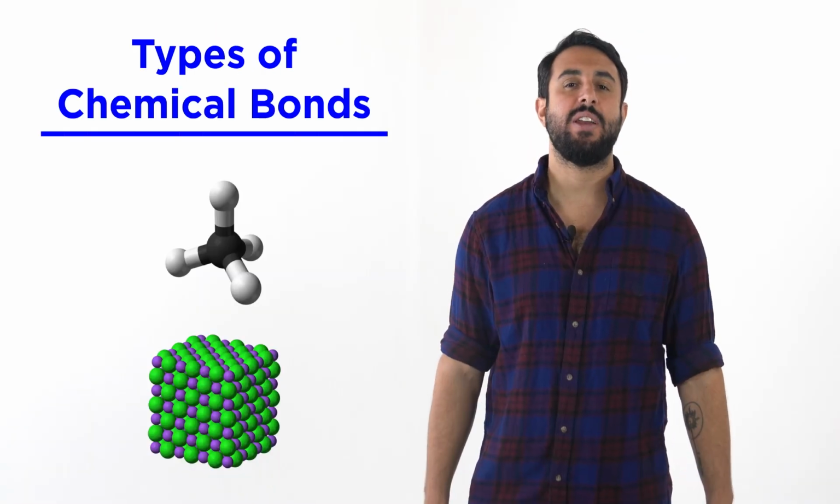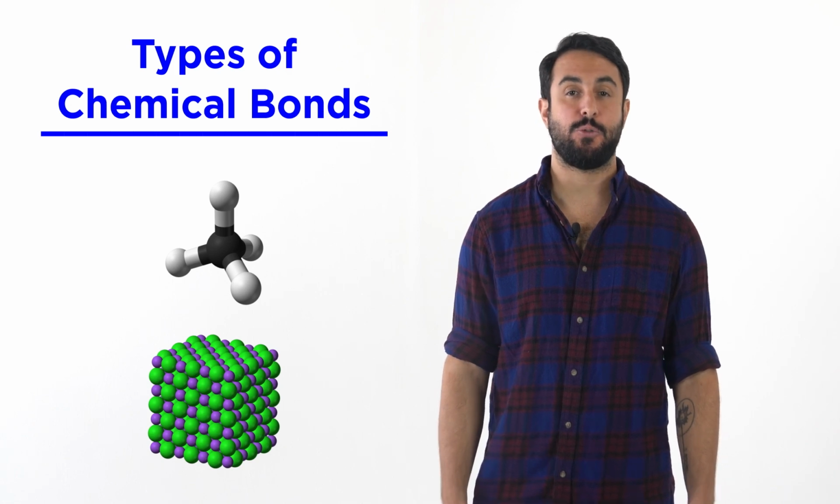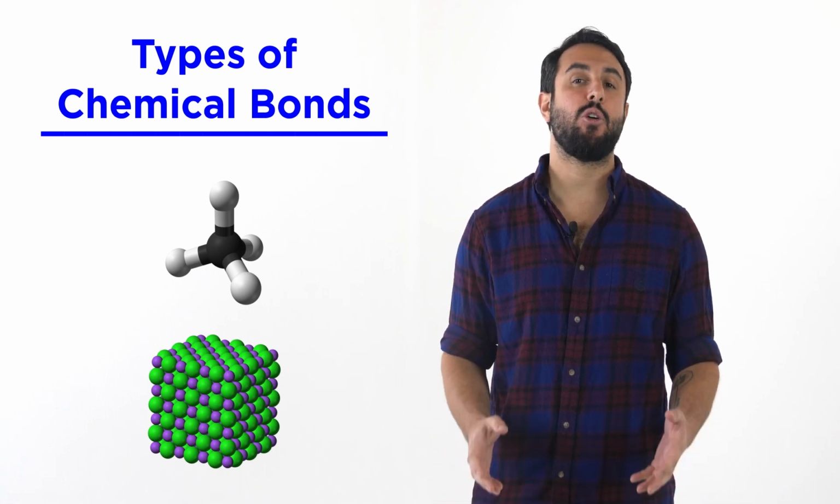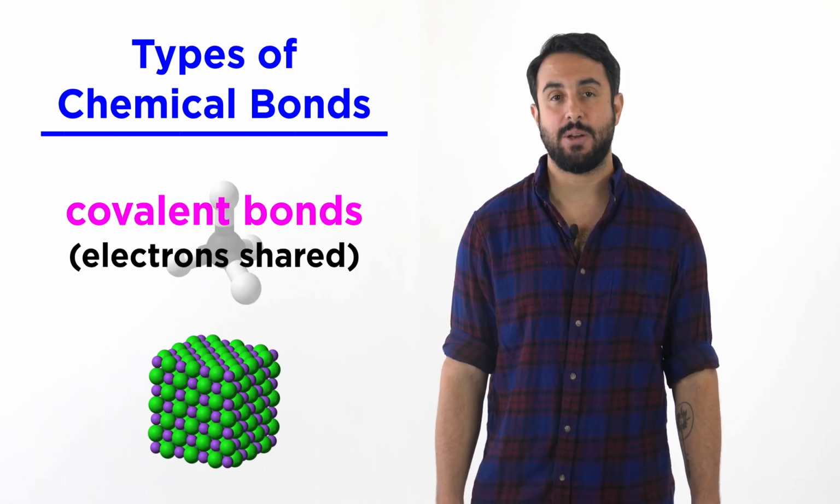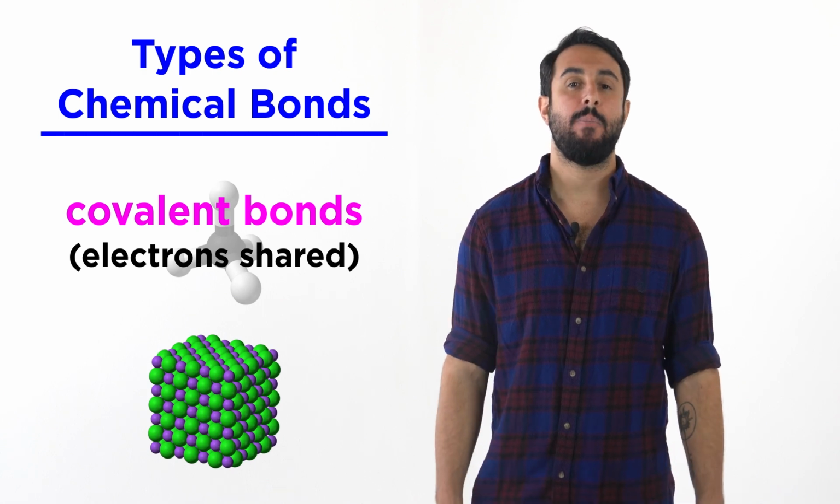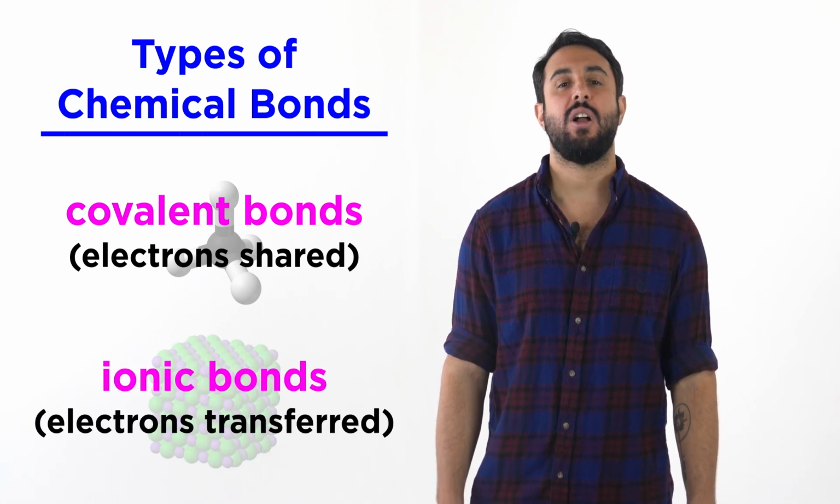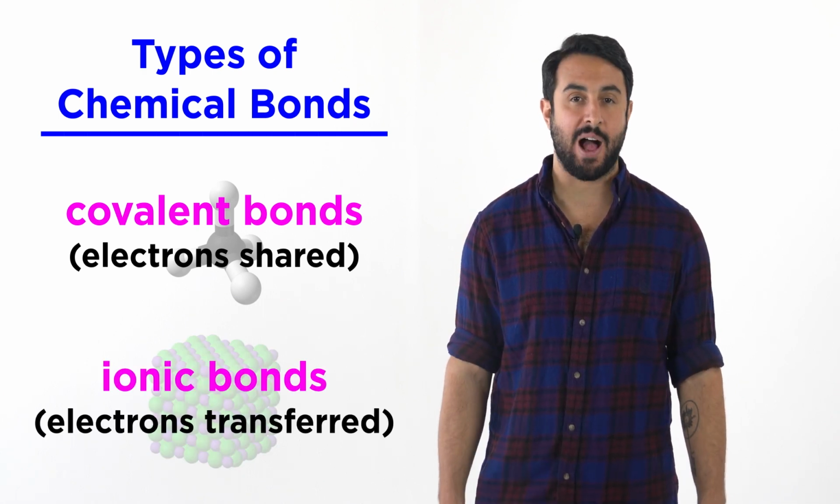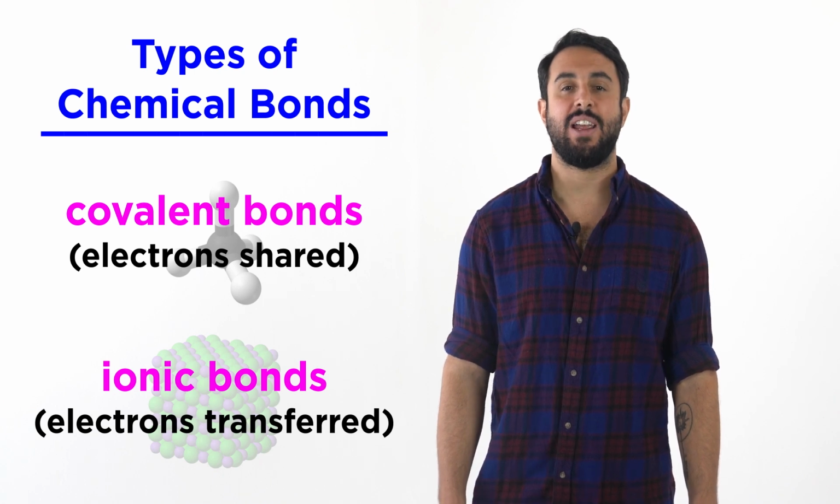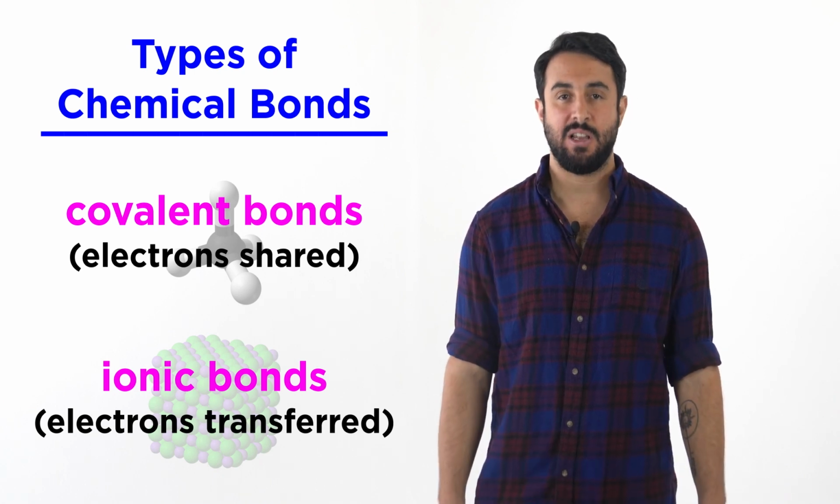So to summarize, we now understand that atoms come together to form compounds via chemical bonds. If these are covalent bonds with shared electrons, a molecule is formed. If electrons are instead transferred to form ions, these ions will then interact via ionic bonds to form an ionic solid.